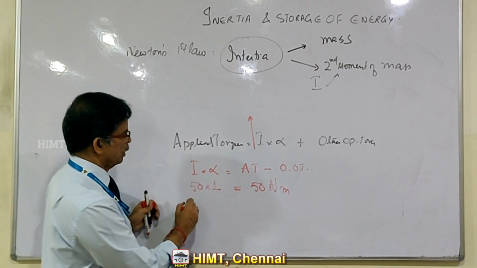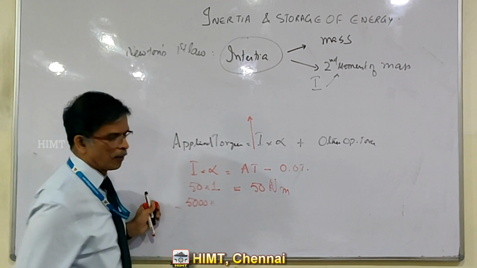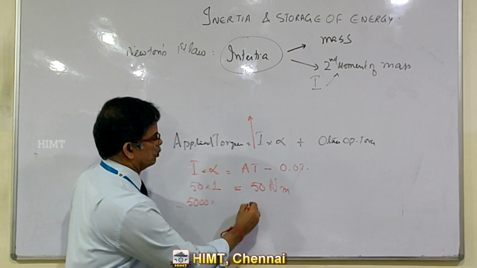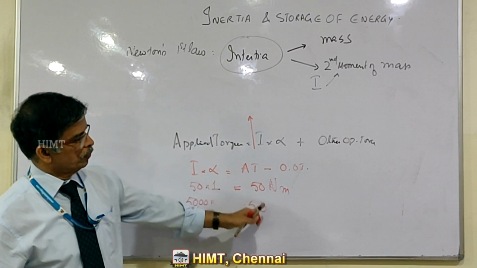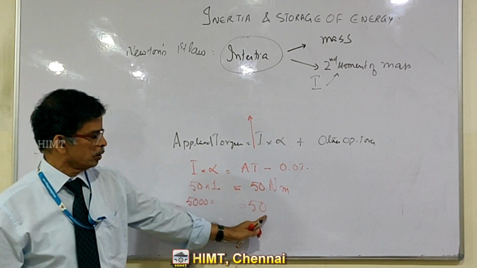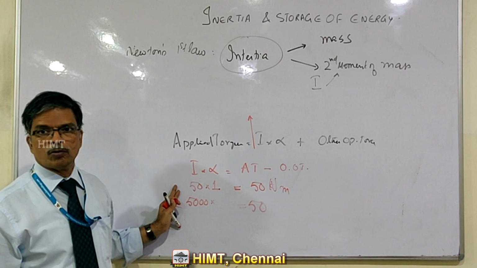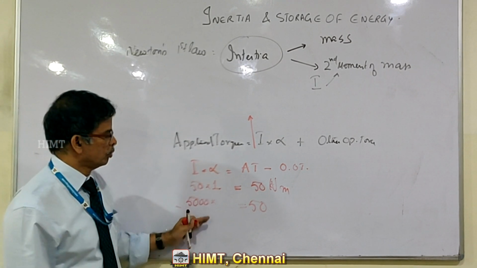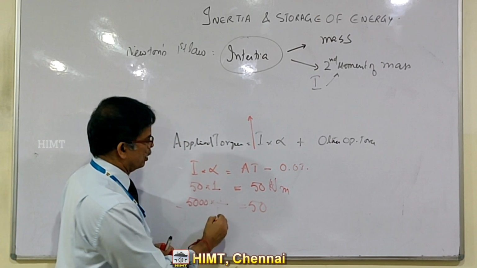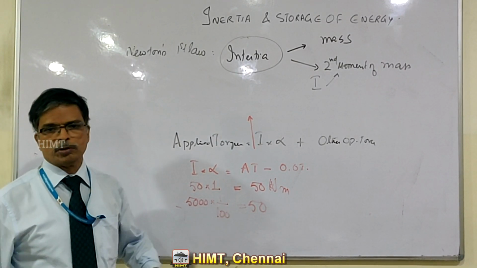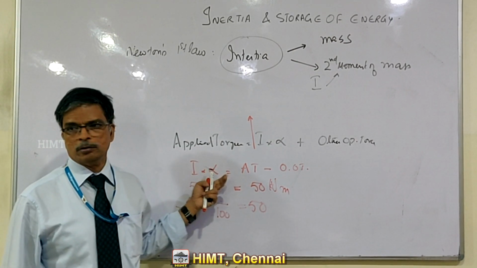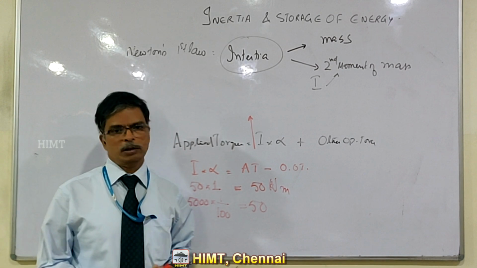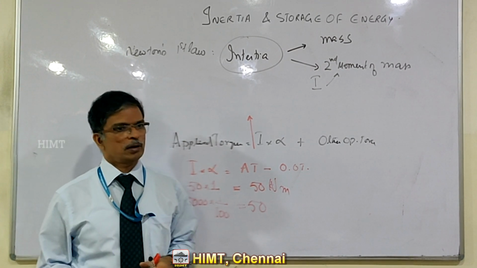But instead of 50, if I increase I to 5000, the change in torque is the same, the fluctuation in torque is the same, this is still 50. But for the same 50 Newton meter fluctuation in torque, if I value is increased, what is the benefit? This value of alpha will become less. So this value becomes 1 by 100. That is the principle. So the more you increase I, the less will be alpha, and the change in RPM will be less. The same logic will apply in other systems also.